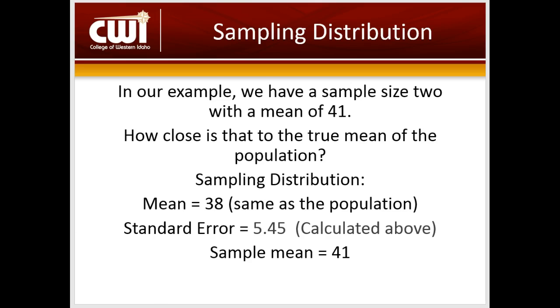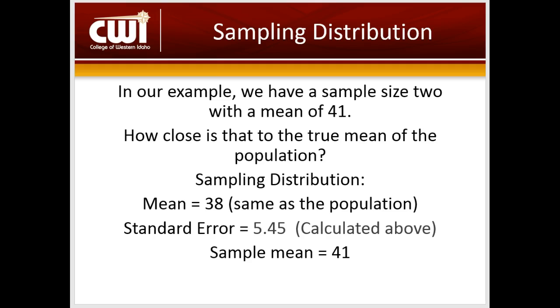So how does this help us? In our example, we have a sample size of 2 and an average of 41. How close is that to the population mean? We know that it is more than likely not the same as the population mean due to sampling error. X bar is 41 while mu is 38.